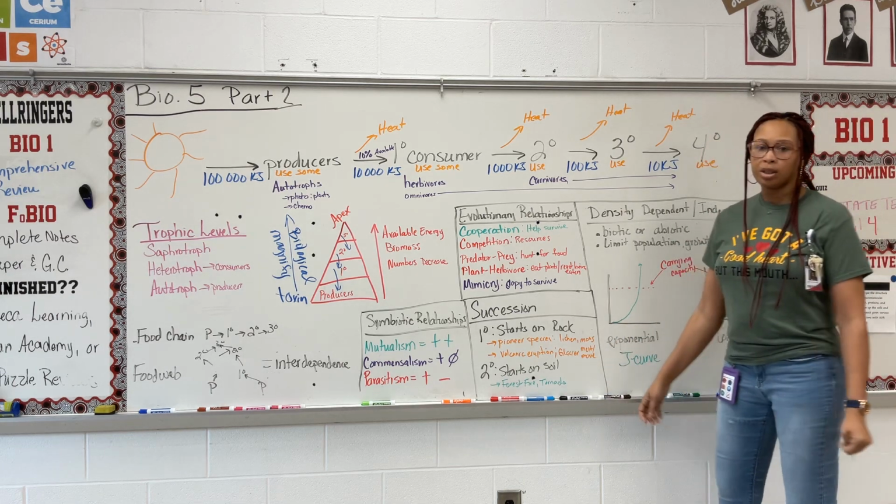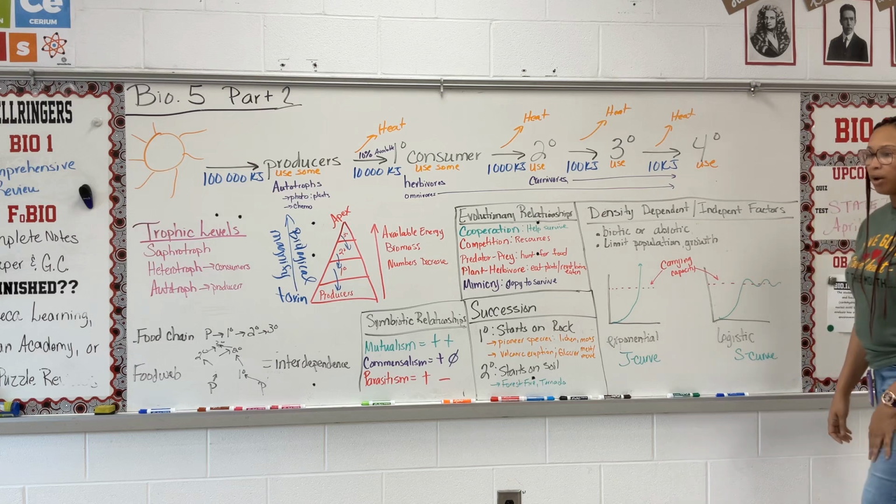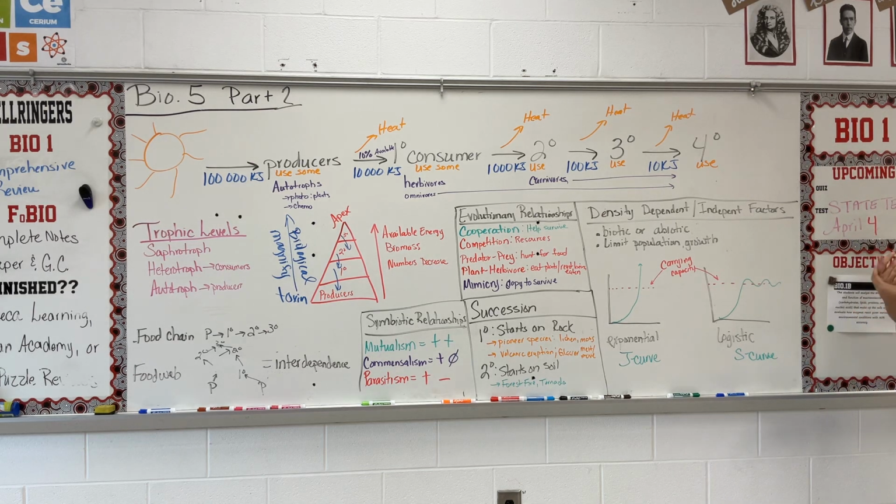We see secondary succession happen after things like forest fires or tornadoes or things like that that come through. They may destroy the ecosystem, but they do not get rid of everything, including the soil.